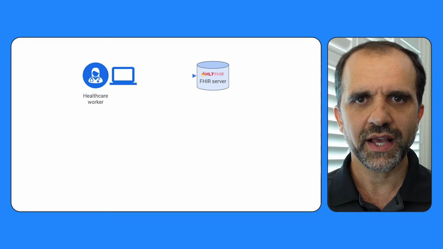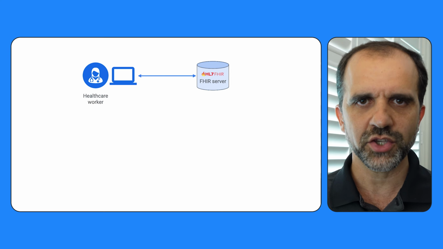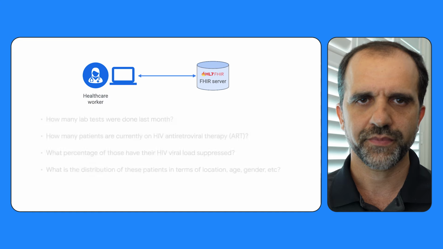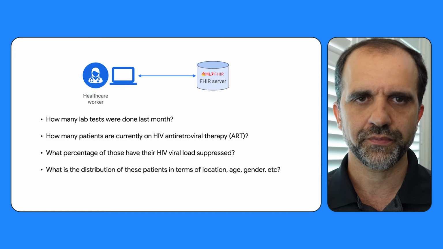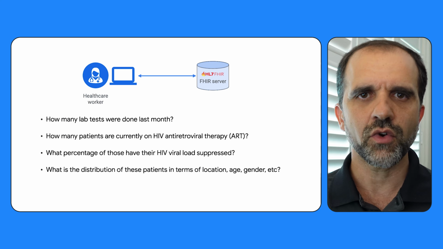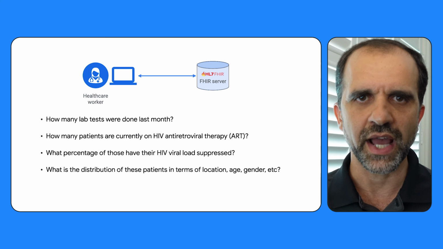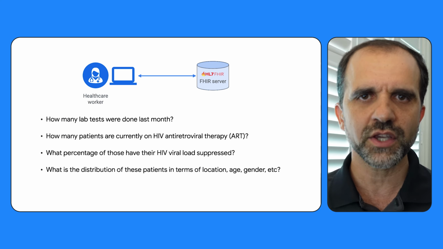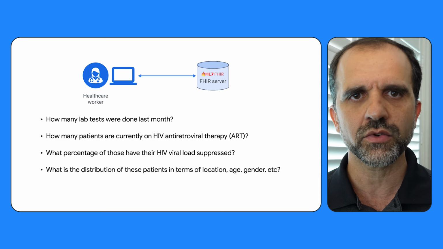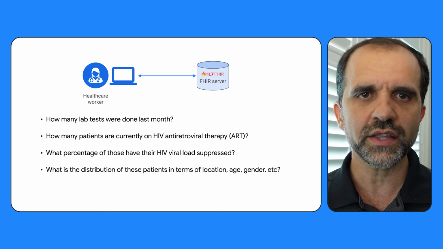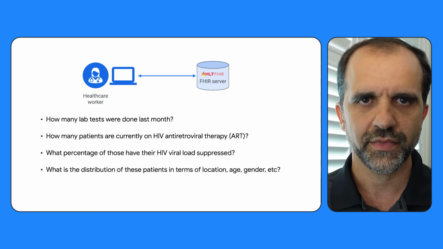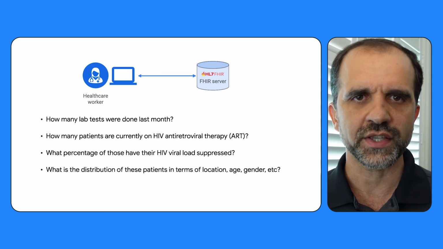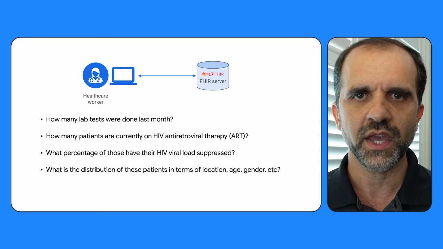Assume that you have health records for millions of patients in your FHIR server. How can you get some population-level insights out of your data? For example, let's say you are managing an HIV care program and you want to know what percentage of your patients have their viral load suppressed. And you want this data categorized by gender, age, and location. In fact, these kinds of questions were some of the early motivations for creating FHIR Data Pipes, which is our core analytics component.